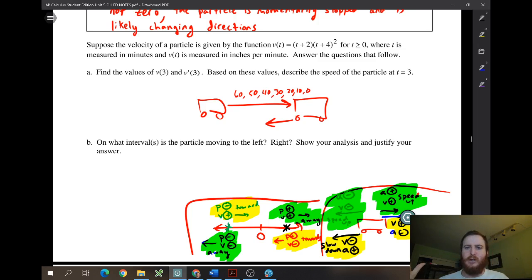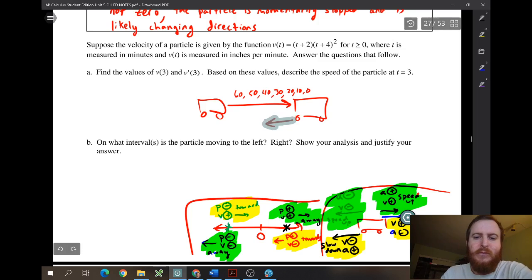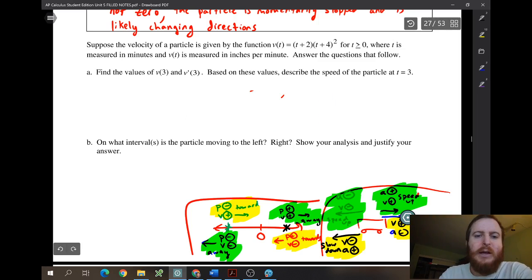So that's what that means. Now, could you technically go forwards, stop, and then keep going forwards? You could. So that's why I said likely changing directions, right? There is the possibility that you basically just slowed down to a stop and then kept going forwards. That can happen too. But most of the time, that means that we're changing directions.